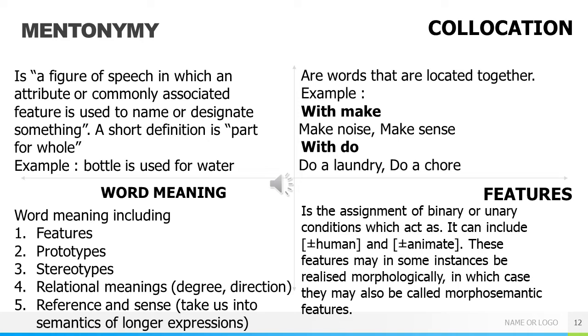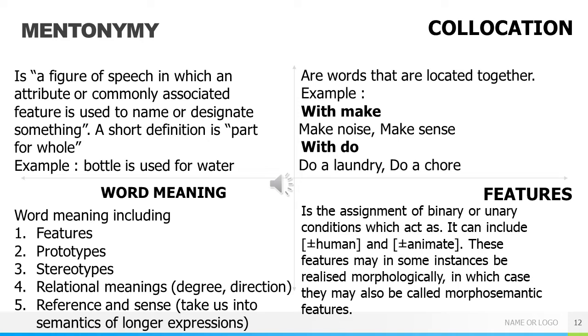Metonymy is a figure of speech in which an attribute or commonly associated feature is used to name or designate something. A short definition is part of whole. Example, bottle is used for water. Collocations are words that are located together. Example, with make: make noise, make sense. With do: do the laundry, do a chore.